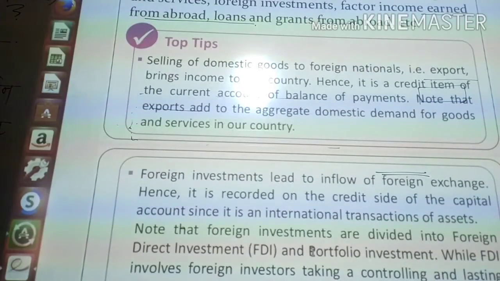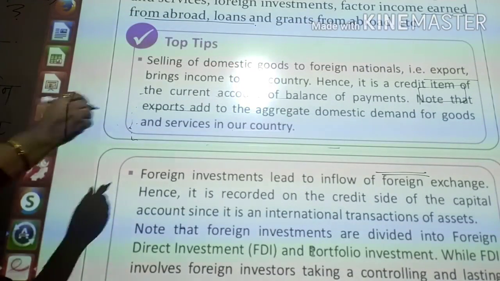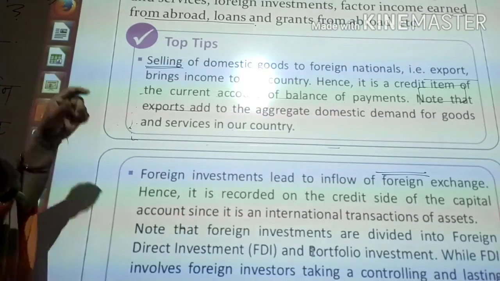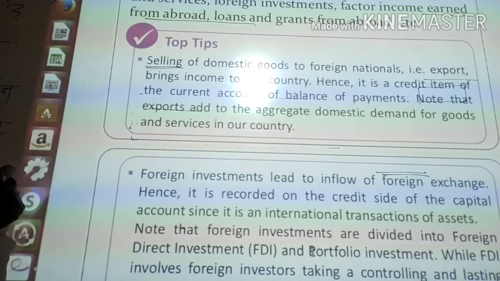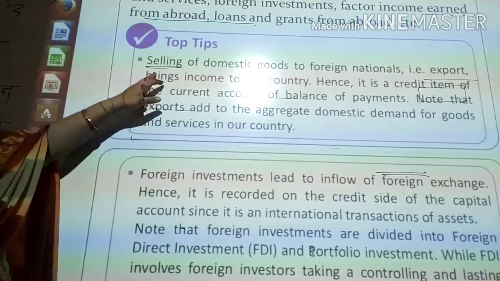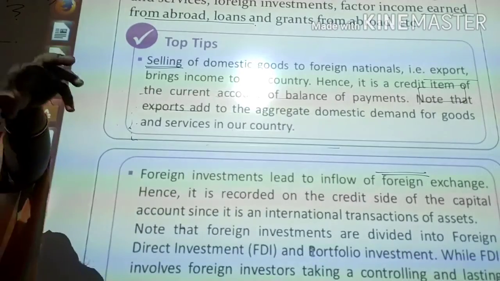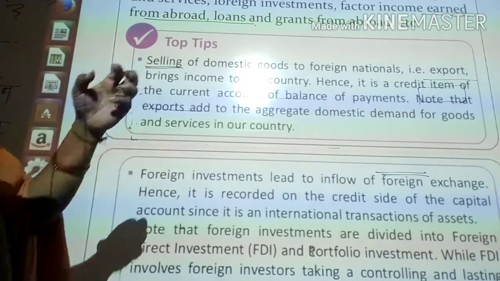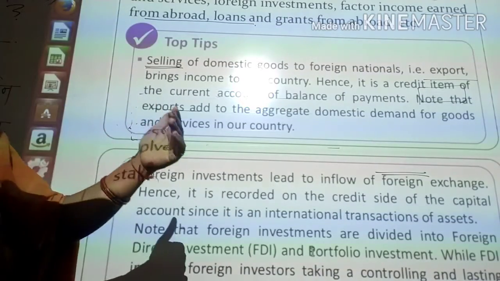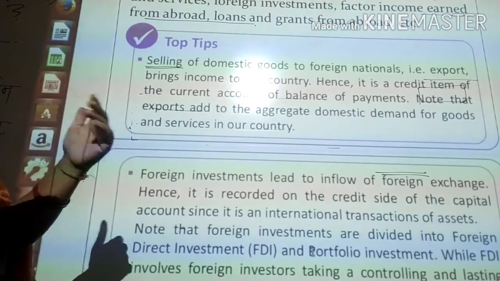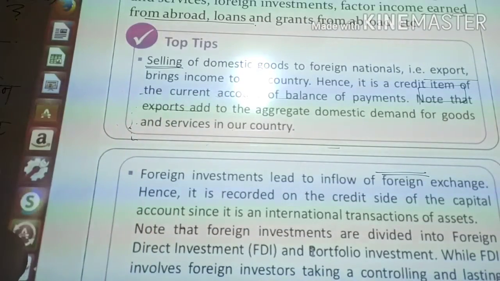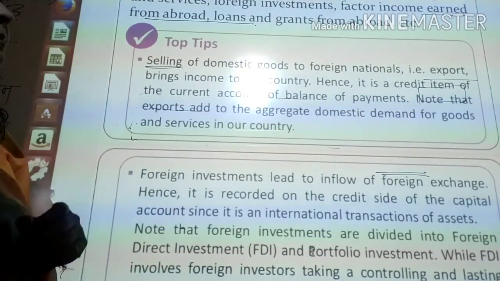Now, selling of domestic product. When we are talking about the debit side, it should be the purchase, and when we are talking about the credit side of the balance of payment, it should be in the form of selling. Selling of domestic goods to foreign nationals. Exports bring income to our country. Fine. If we increase exports, definitely our country's income will increase. Hence, it is a credit item of the current account of the balance of payment.